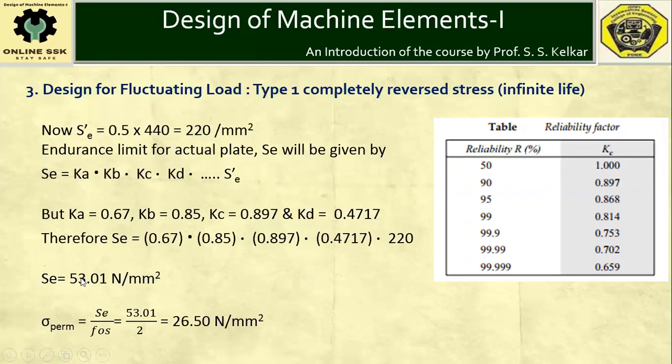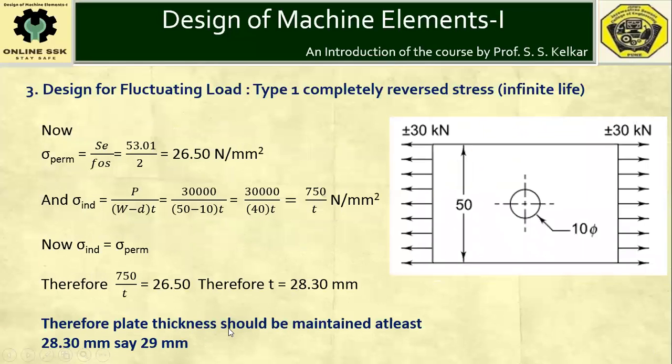Now dividing this Se by a factor of safety, we will have sigma permissible or sigma allowable, the allowable or permissible stress for the case under consideration. So here the factor of safety is 2, Se is 53.01. So sigma permissible happens to be equal to 26.5 Newton per millimeter square.